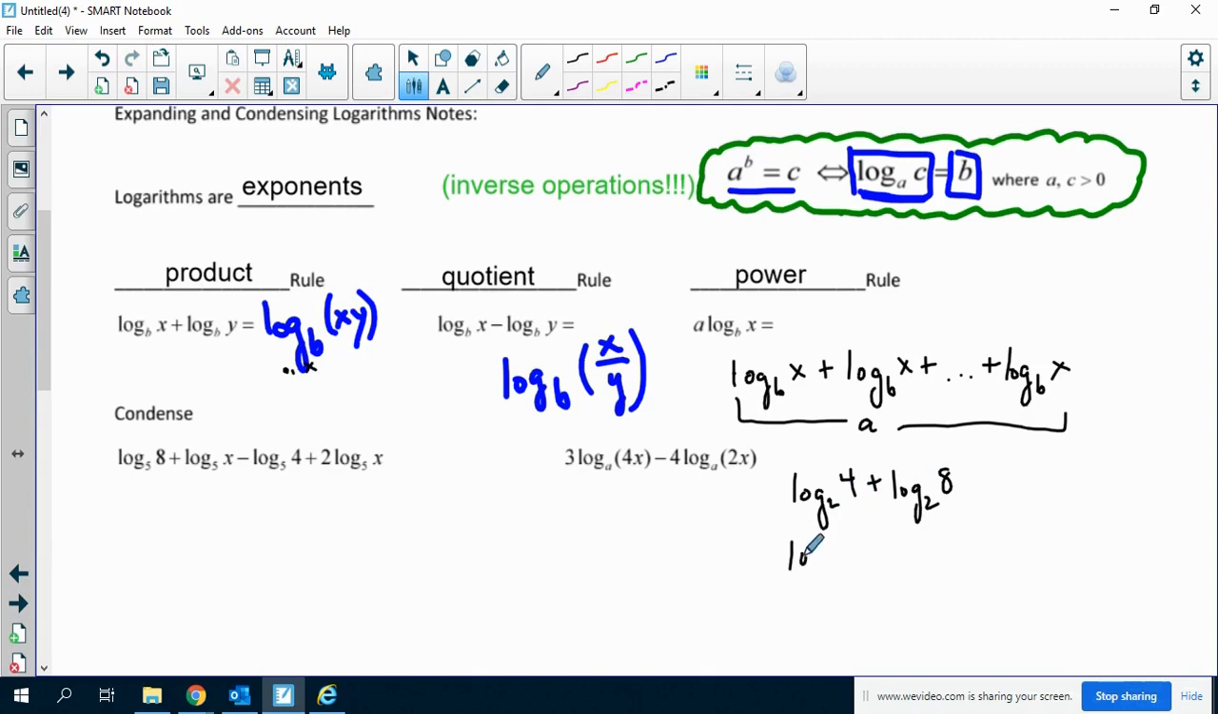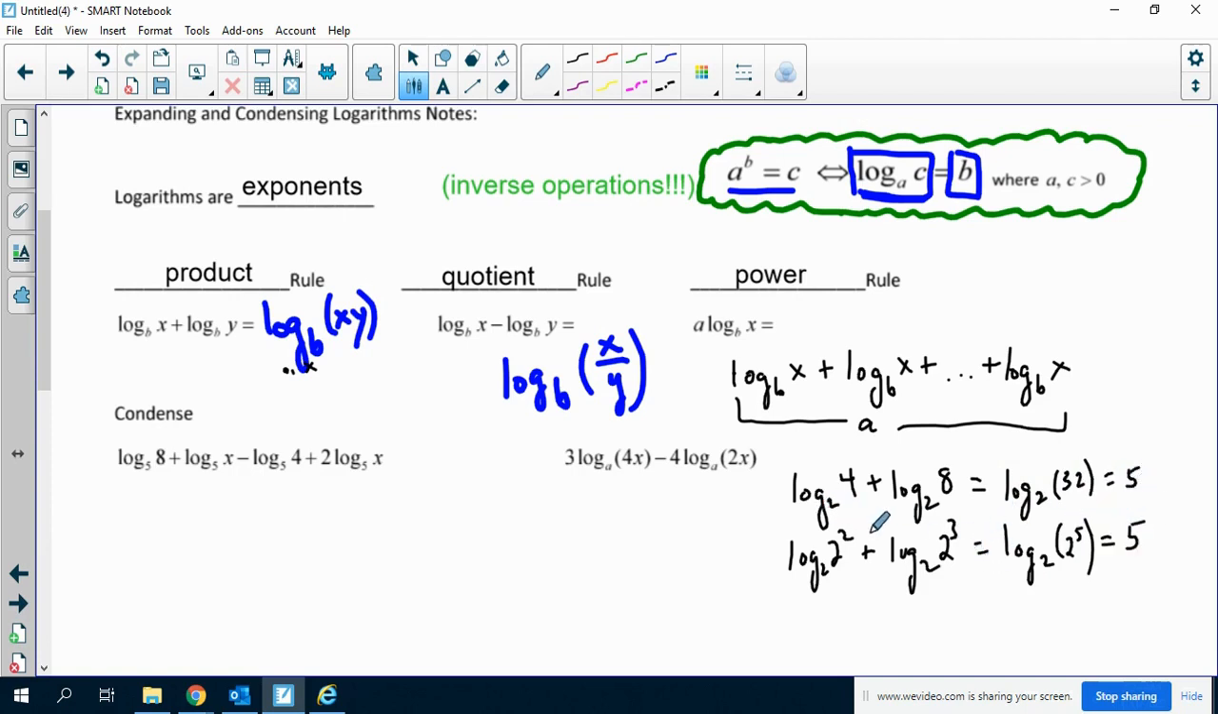Well, log base 2 of 4 is log base 2 of 2 squared. And log base 2 of 8 is log base 2 of 2 cubed. So I know by this product rule that I can rewrite that as log base 2 of 2 to the 5th, which is log base 2 of 32. And both of these are equal to 5.